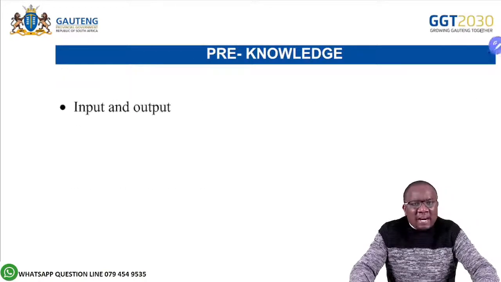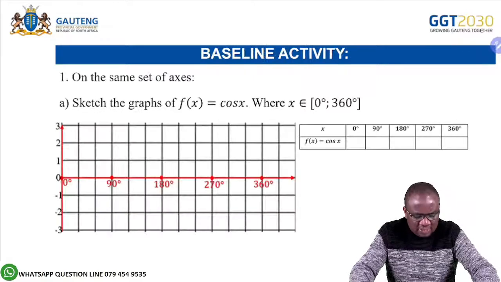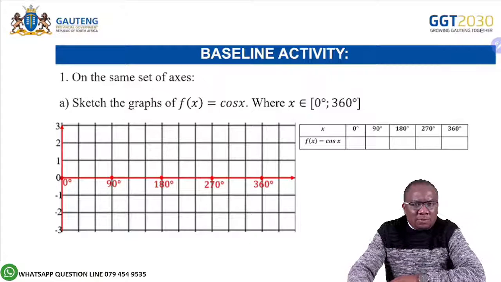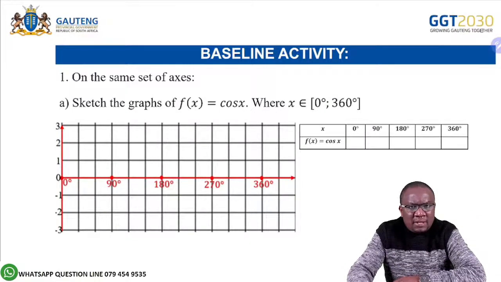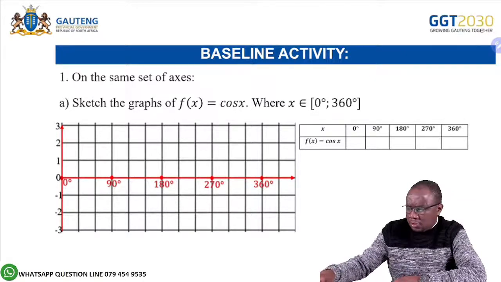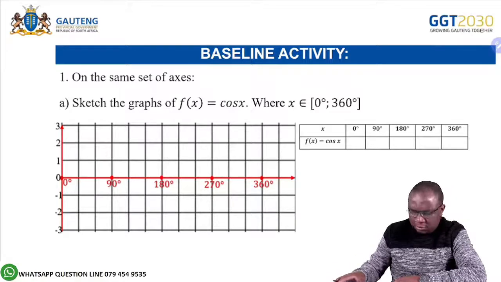Right. We have done these concepts. We're going to use them in today's lesson. Let's start with our baseline, grade 10s. I want to see if you still remember how to sketch a cosine graph. But I'm going to make it easy for you because we're going to do this together and then I'll give you the points. Then you just do the plotting so that we can move a bit faster. Now we know how to plot. So let's do the table together.